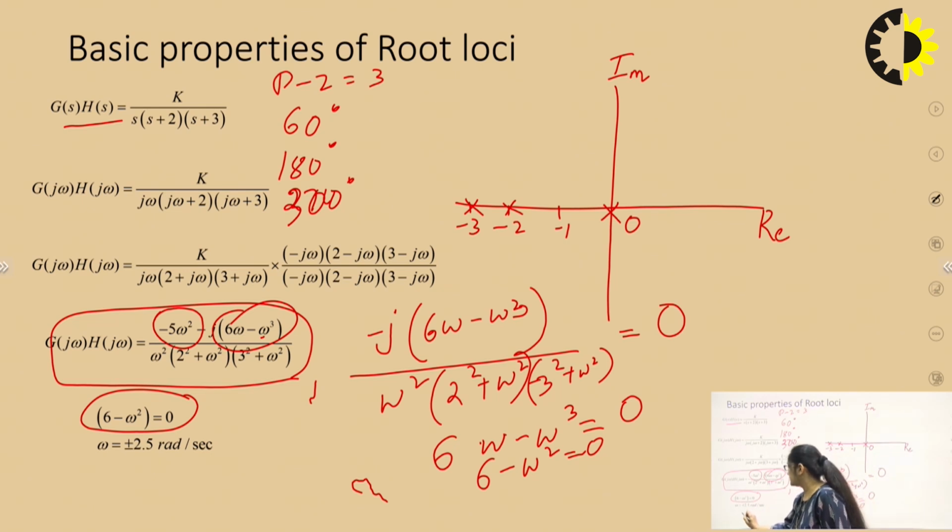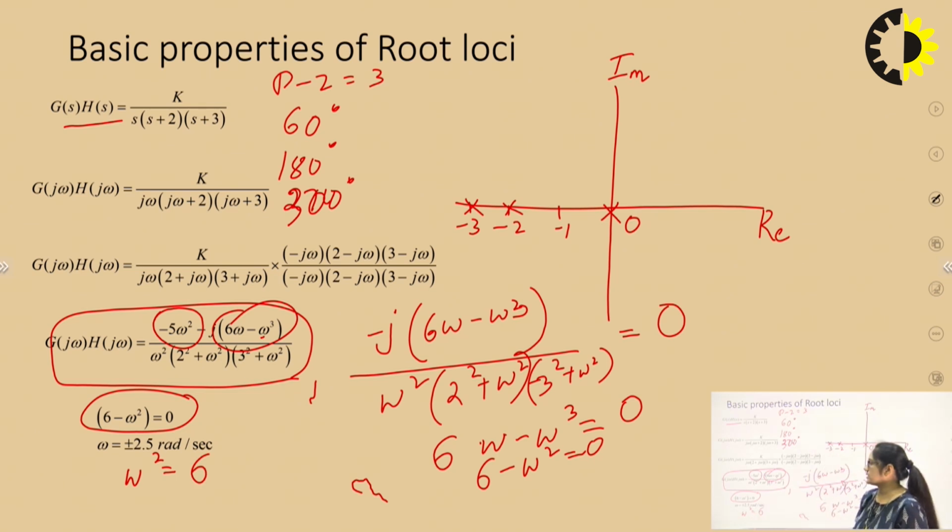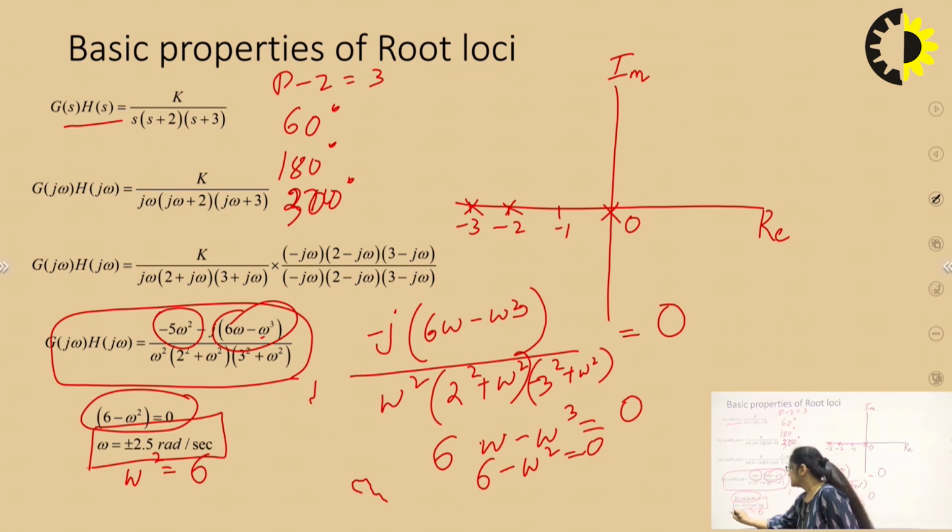Therefore, when you solve this, omega square is equal to 6, and solving this you get omega as plus root 6 or minus root 6. Therefore, omega is plus or minus 2.5 radians per second.